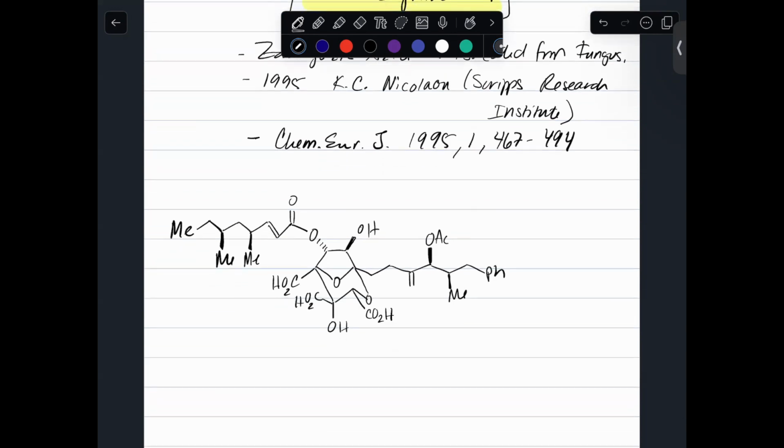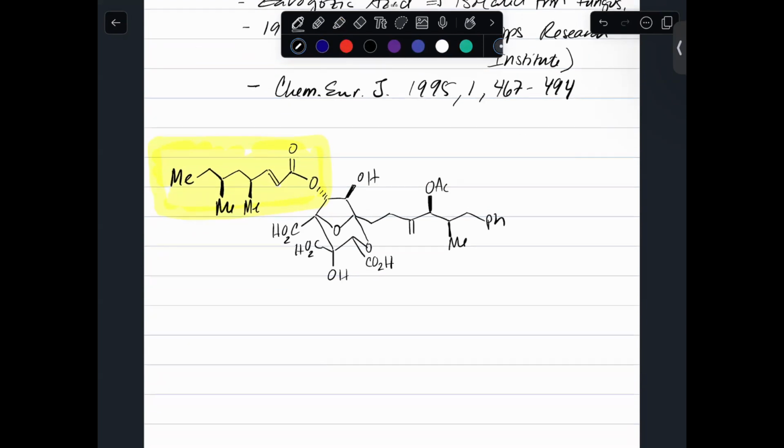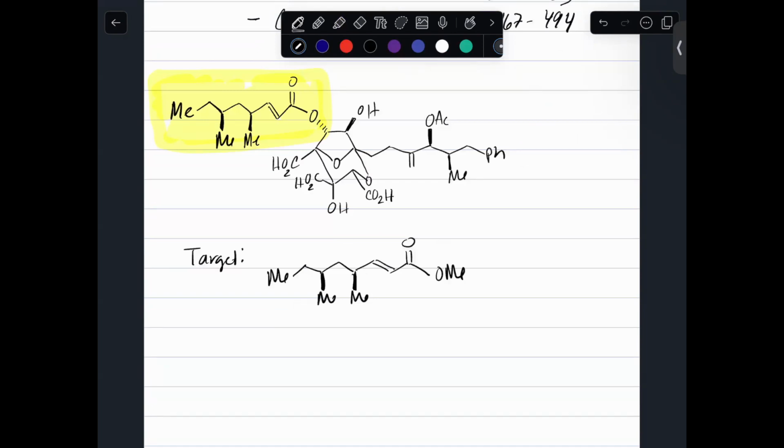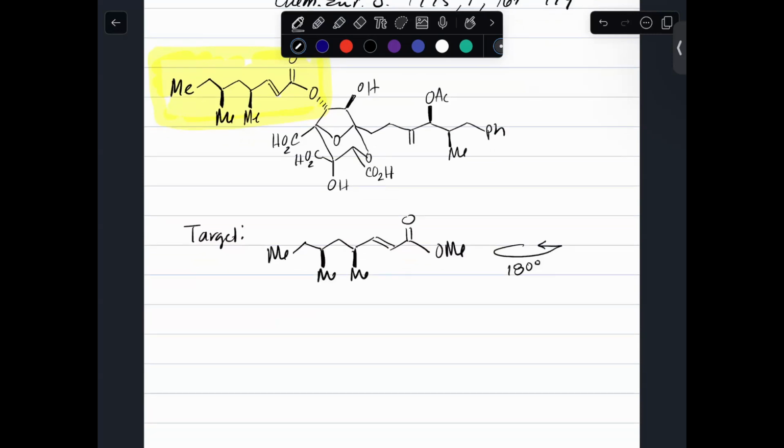We're only going to focus on this arm of the molecule. And so our target structure is simply that arm. And what he decided to do was he just flipped it over 180 degrees so that my ester part of the molecule is now on the left side. And if he flips it 180 degrees, the methyls are now dashed.